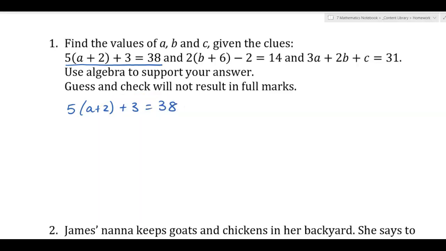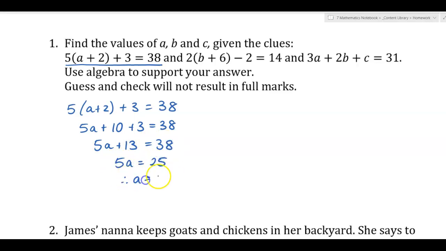Yep. Simplify the brackets. So we get 5A plus 10 plus 3 more equals 38. So we get 5A plus 13 equals 38. Take away 13 from both sides. We get 5A equals 25. Therefore, A equals 5. Okay, so now we've got A sorted.